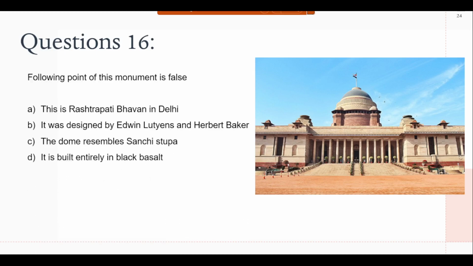So the question is, which of the following points about this monument is false? This is Rashtrapati Bhavan in Delhi, right? So this is correct. It was designed by Edwin Lutyens and Howard Baker. The third is the dome resembles Sanchi Stupa, and the fourth is it is built entirely in black basalt. So which is the correct answer?